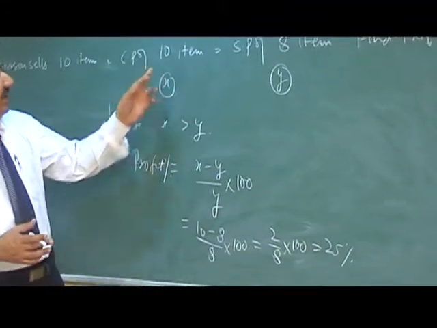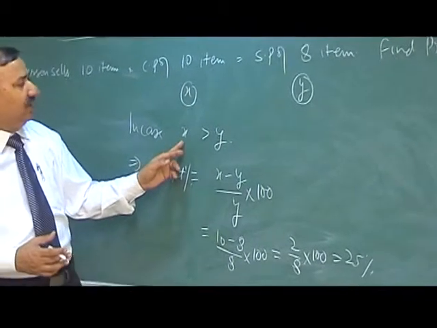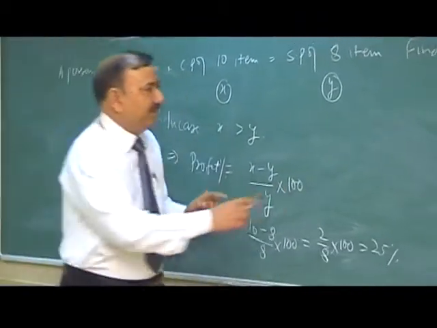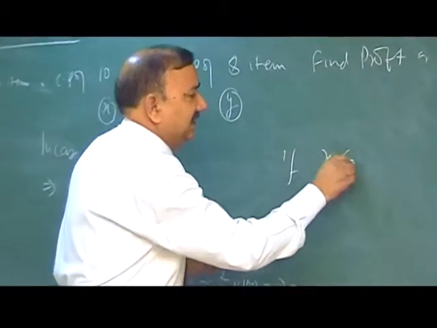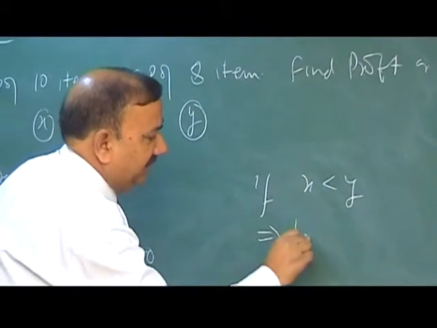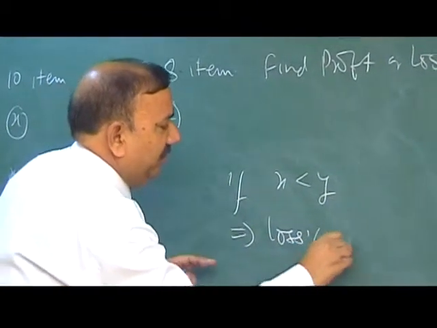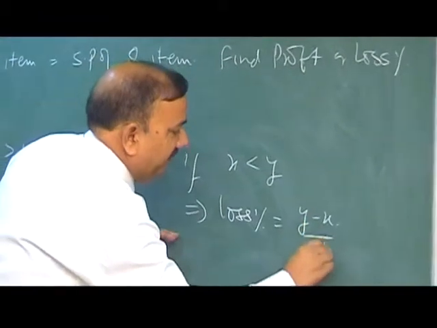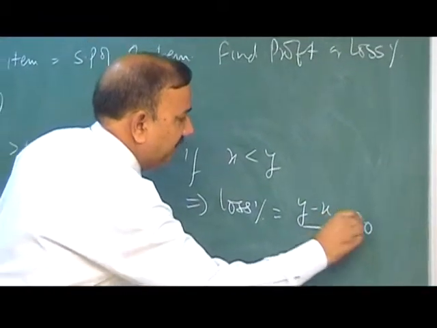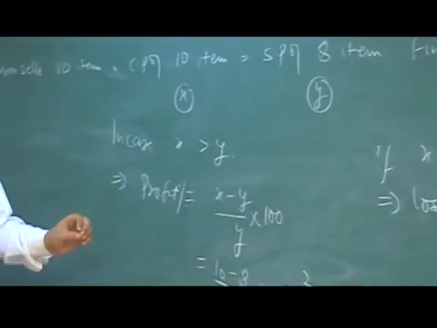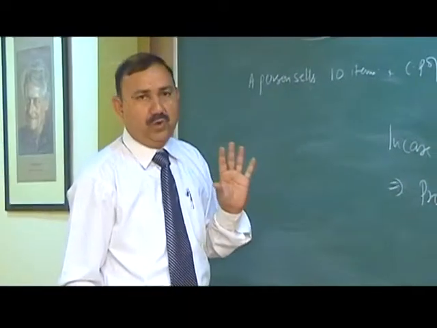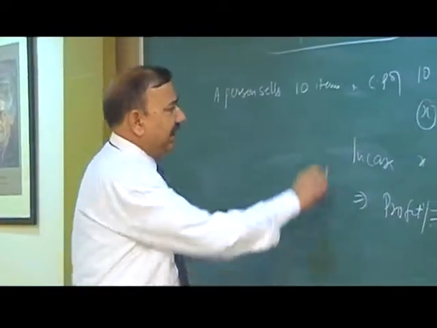Suppose x is less than y, so what do we do here? If x is less than y, in that case we have a loss. Loss percent will be (y minus x) divided by y into 100. So that is the easiest way to calculate such types of questions in commercial mathematics.